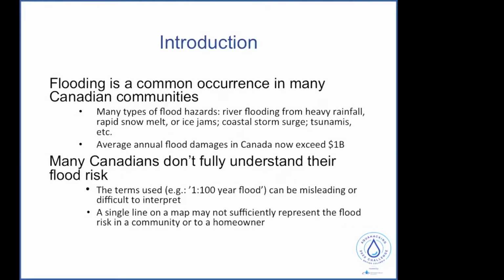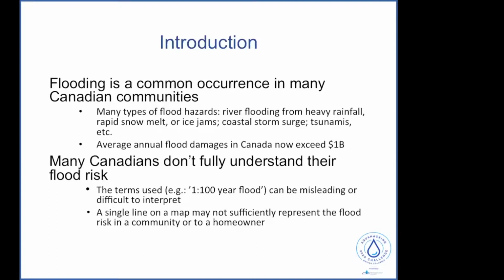So flooding is a common occurrence in many Canadian communities. There are many types of flood hazards: river flooding from heavy rainfall, rapid snowmelt, ice jams, coastal storm surge, tsunamis, etc. Average annual flood damages in Canada now exceed $1 billion. Many Canadians don't fully understand their flood risk.